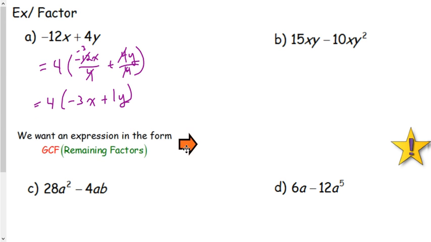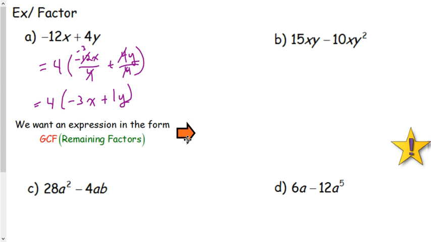A little hint: we want the expression to be in this form. Greatest common factor out front, and in the brackets, all the remaining factors.